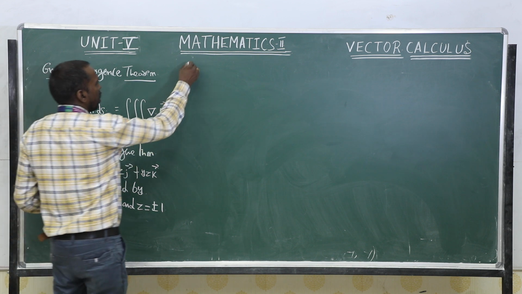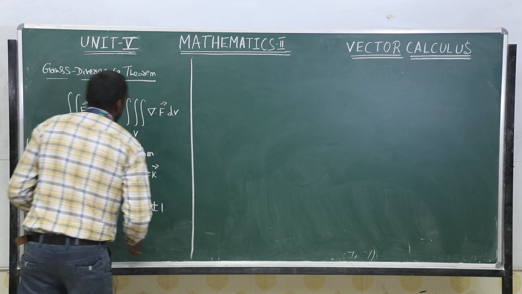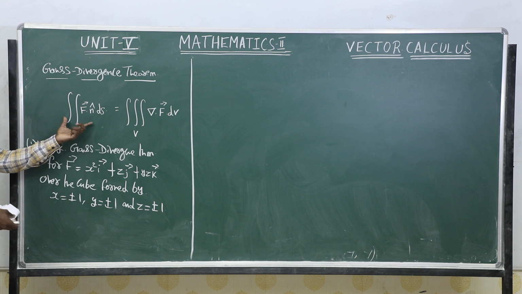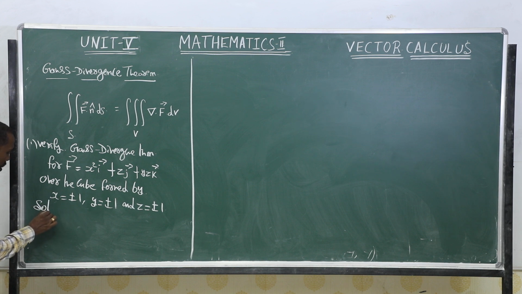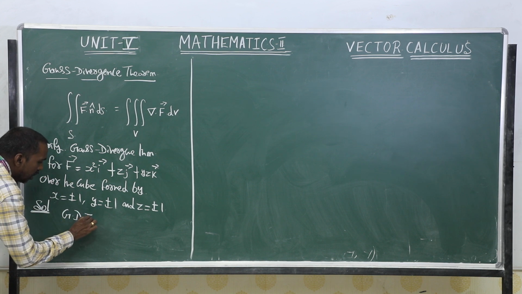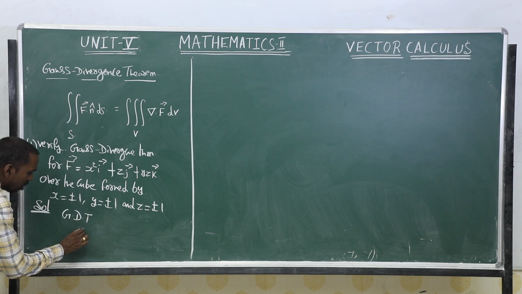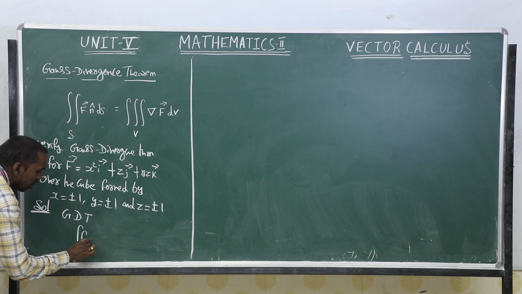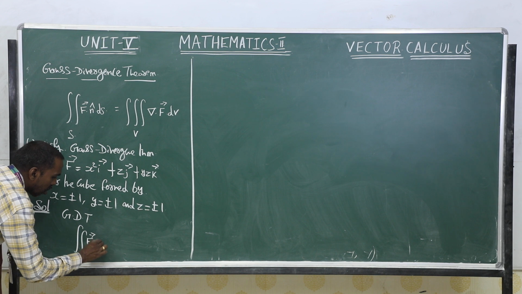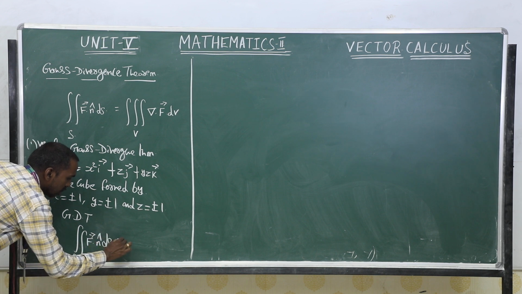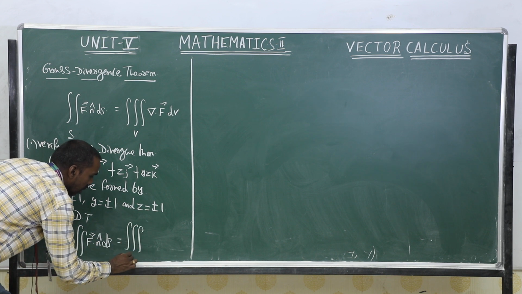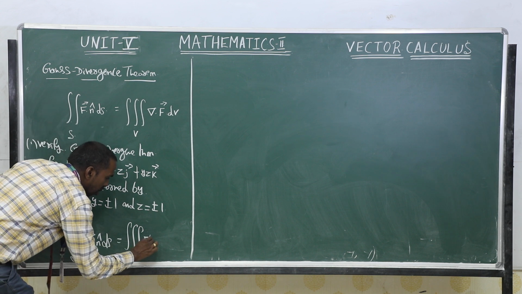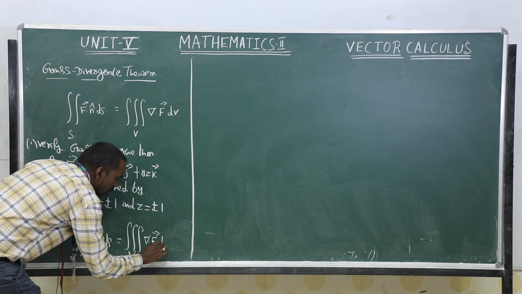Now we have to verify the Gauss divergence theorem. So this is our theorem: verify. LHS will be the surface integral, right hand side will be the volume integral. So I can just write down the statement of the Gauss divergence theorem, shortly GDT. What is the theorem here? Double integral over S of f vector dot n cap dS equals triple integral over V of del dot f vector dV.